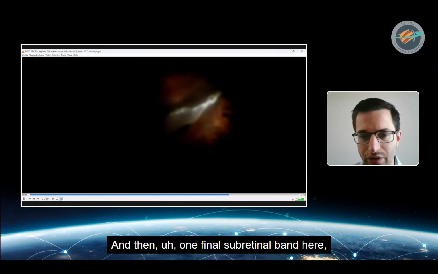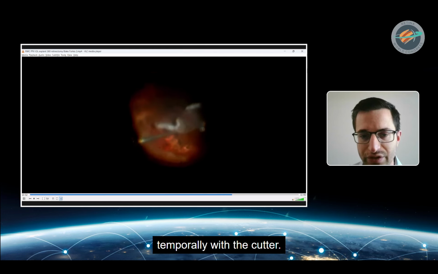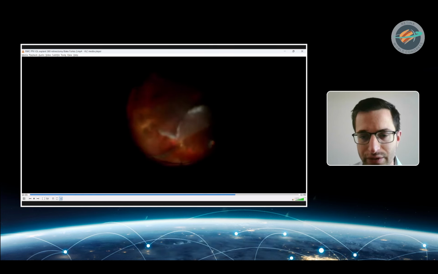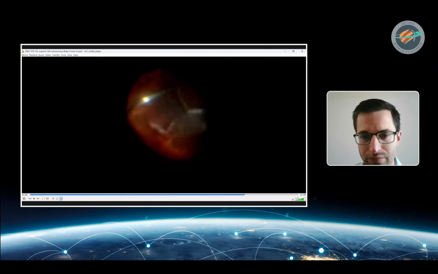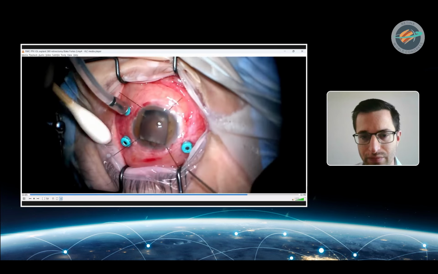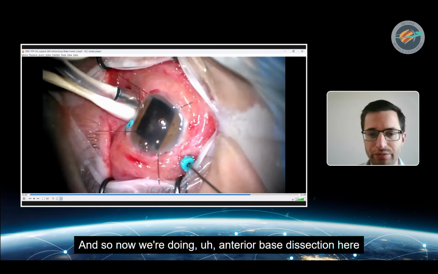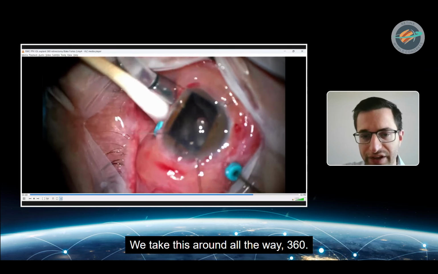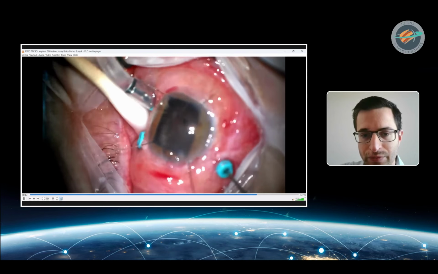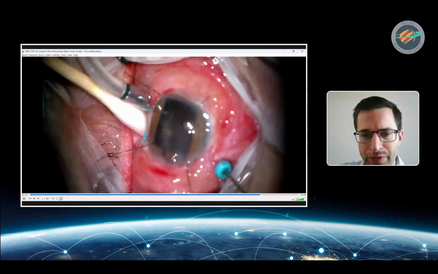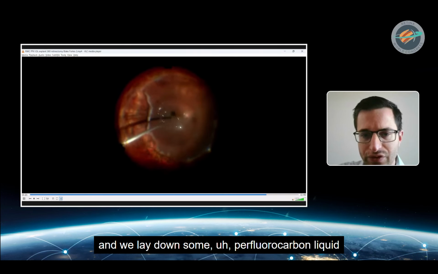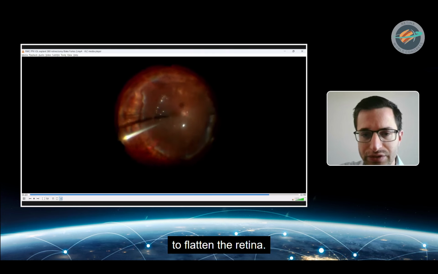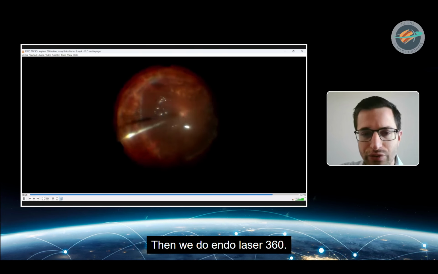And then one final subretinal band here temporally with the cutter. And so now we're doing anterior base dissection here with the cotton tipped applicator. We take this around all the way 360, removing these membranes here with the cutter. We lay down some perfluorocarbon liquid to flatten the retina. And then we do endolaser 360.